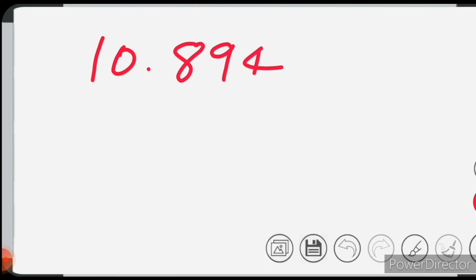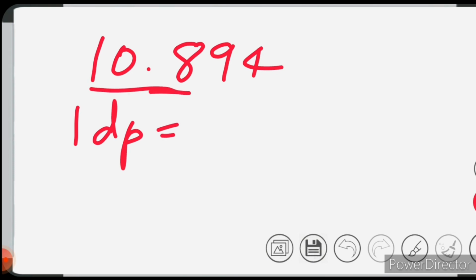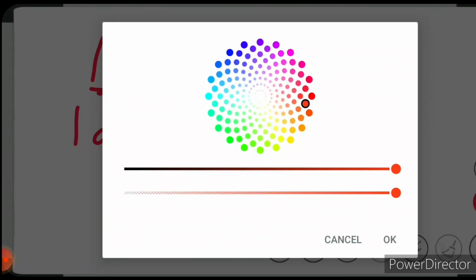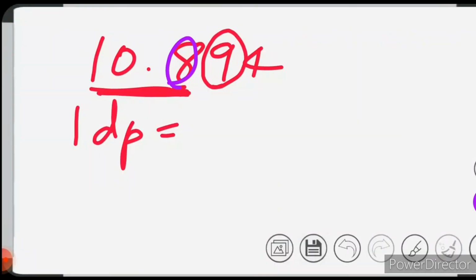10.894. Now I'll say one decimal place. So what you are going to do, I want to write till here only, because the question is till one decimal place only. So you have to check this number. Now 9 is greater than 5, so I will increase this number by the next number. So what is the answer? It is 10.9. So like that you have to do according to the questions.